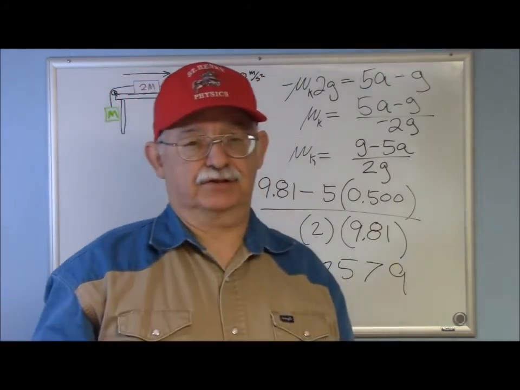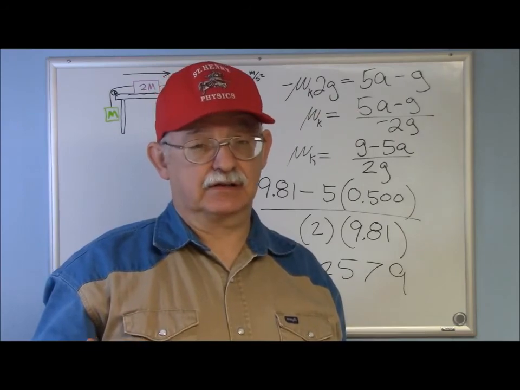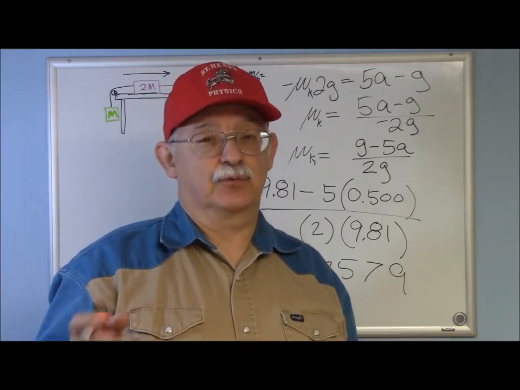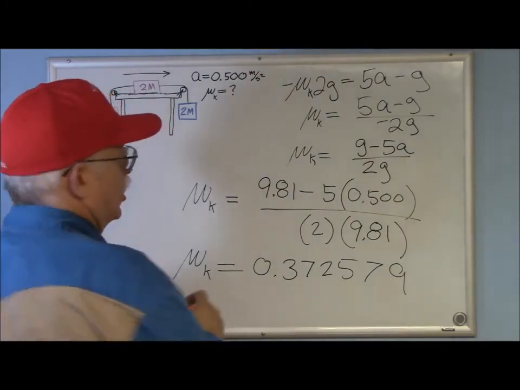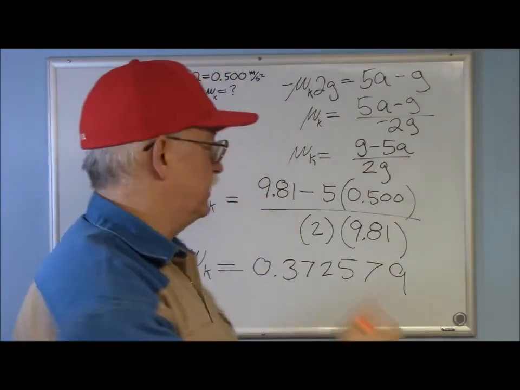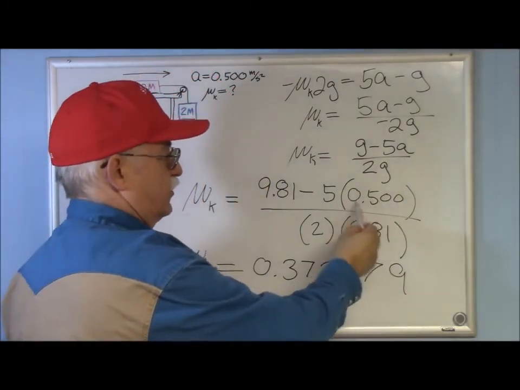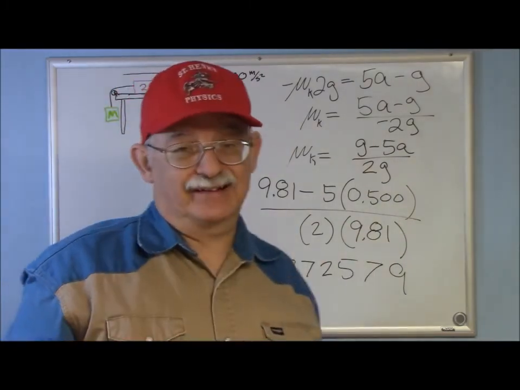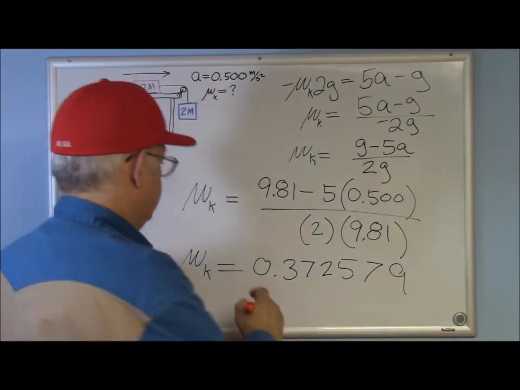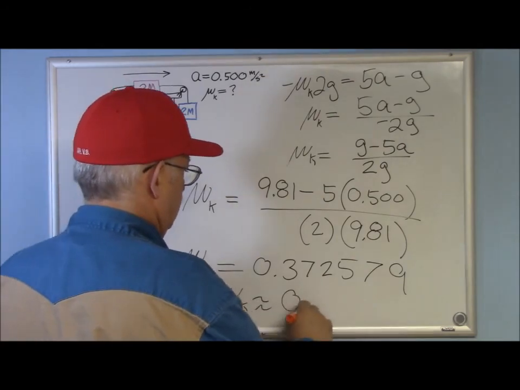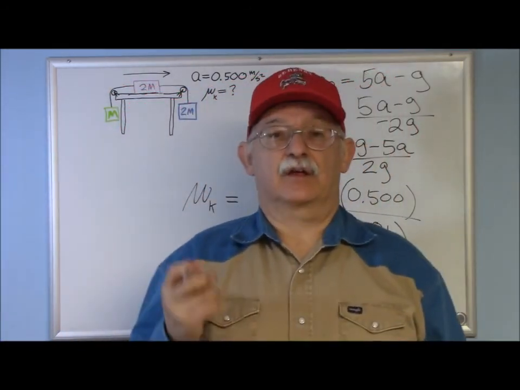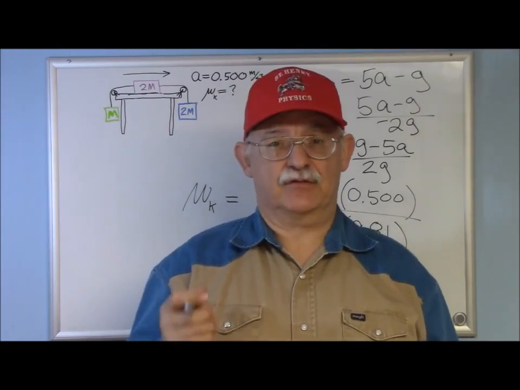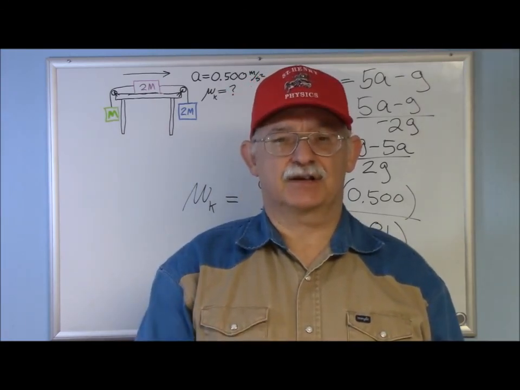Note that the coefficient of kinetic friction is unitless, and we should also round this off to the correct number of significant figures, which happens to be 3, because this value is given to us, and that's really the only value in the problem. There you have it. We've calculated the coefficient of kinetic friction for that box sliding across the tabletop.